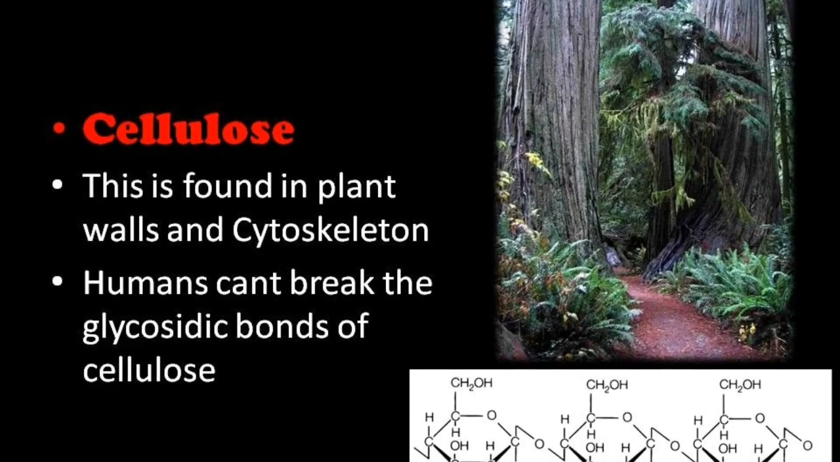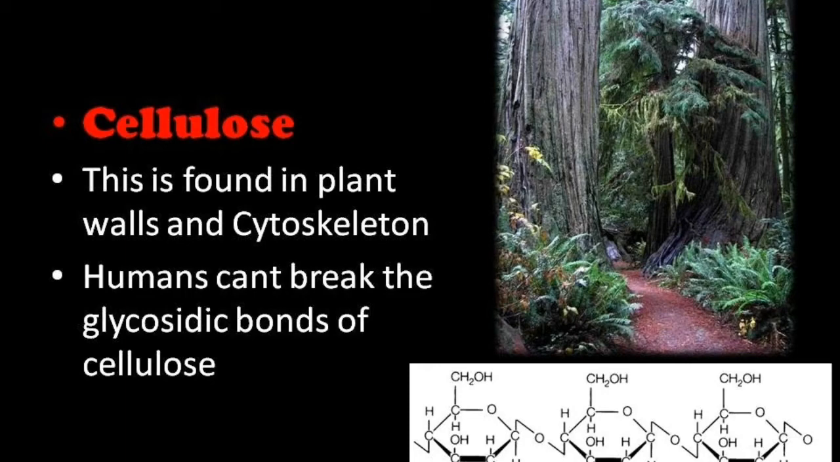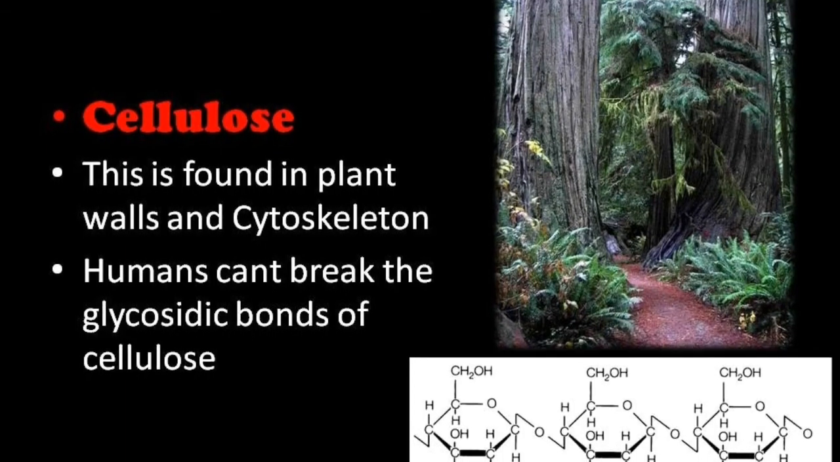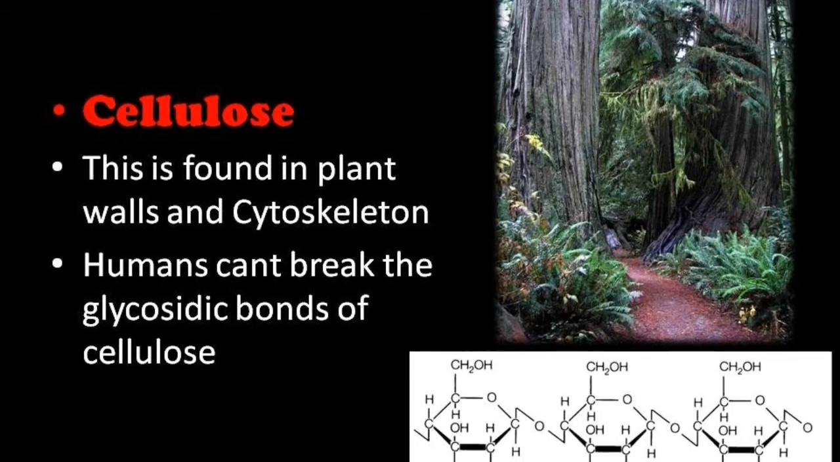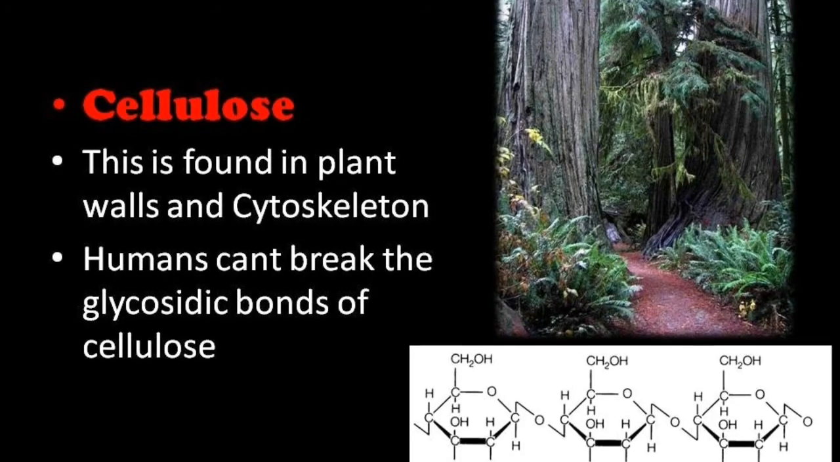So if you guessed wood, you're kind of right. Cellulose is what makes the cell walls for trees. It's what makes trees rigid. All plants have cell walls made of cellulose. It's what lets them stand up straight. It's a critical key component.